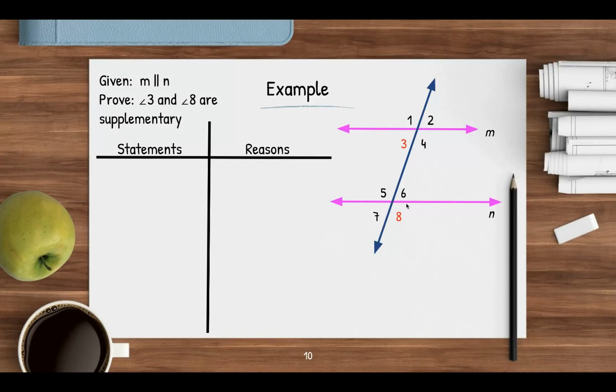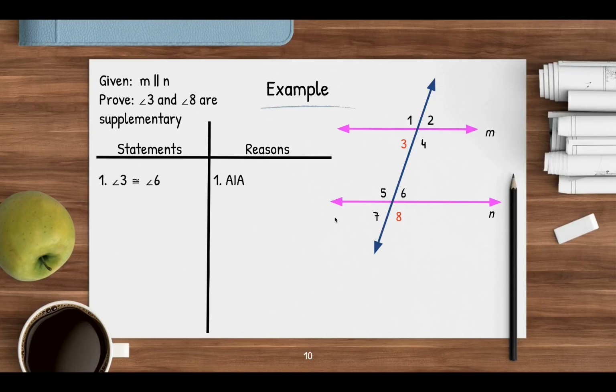Okay. What I chose to do was I chose to link angles 3 and angle 8 to angle 6. Okay. I happen to like AIAs. I think AIAs are something that students just naturally see very easily. And so I used angle 6. Okay. But you didn't have to. Okay.